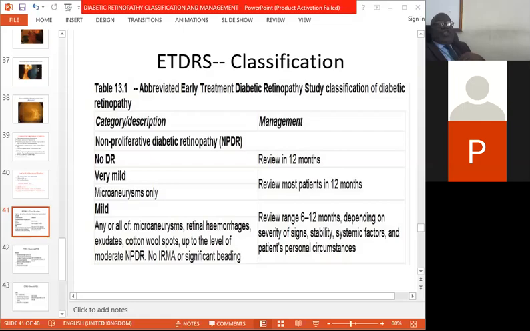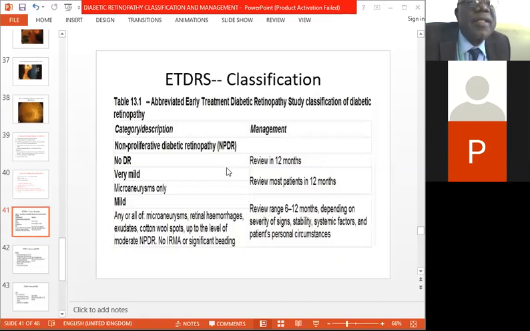ETDRS is the Early Treatment Diabetic Retinopathy Study classification of diabetic retinopathy. There was a study, I think, in the UK where they did this, and this has been widely quoted in Kanski and all these books. Category, description, and management. Non-proliferative diabetic retinopathy with no diabetic retinopathy. Management: you review that patient every 1 year.